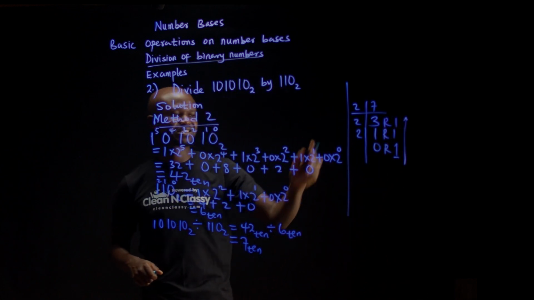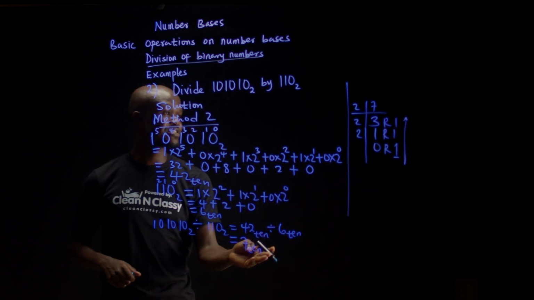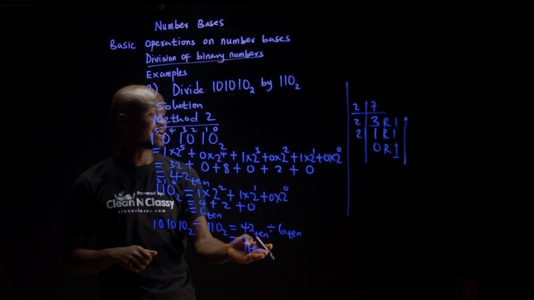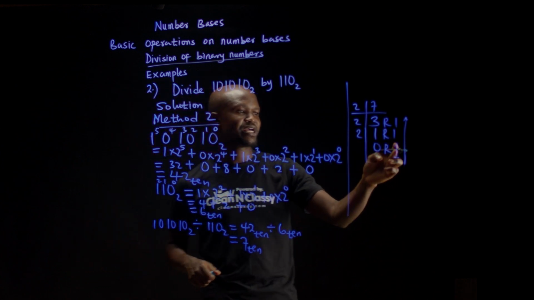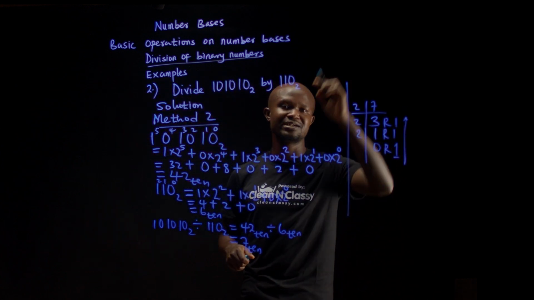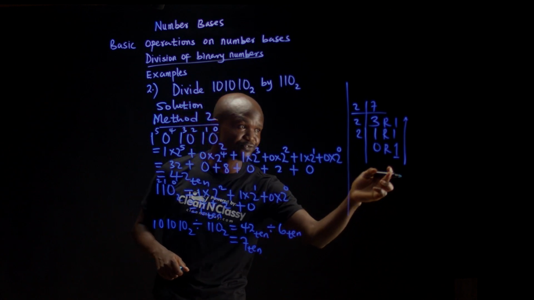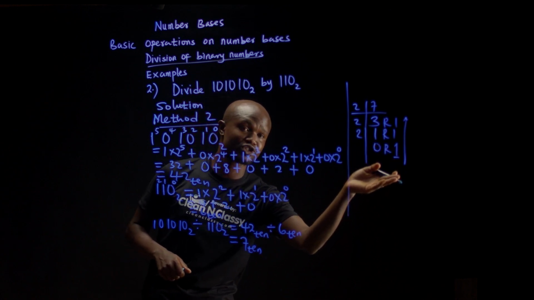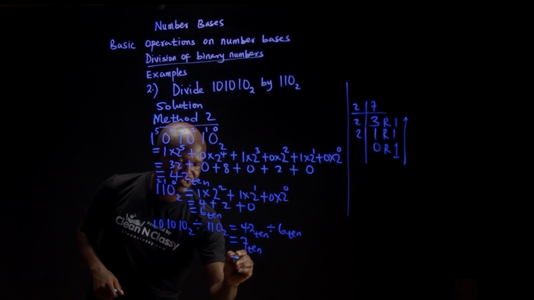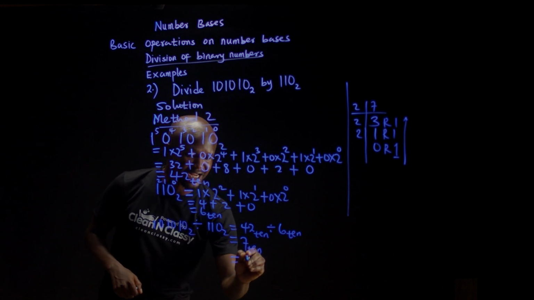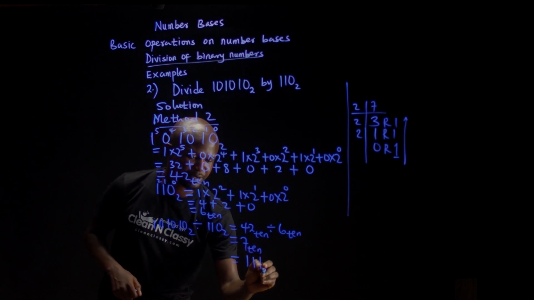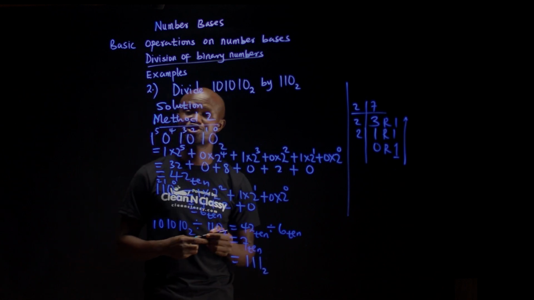So, it means that the answer, 7 base 10 in base 2, is 1, 1, 1 base 2. That is taking the values from the bottom to the top. Don't forget. So this is equal to 1, 1, 1 base 2. That is the solution to the problem.